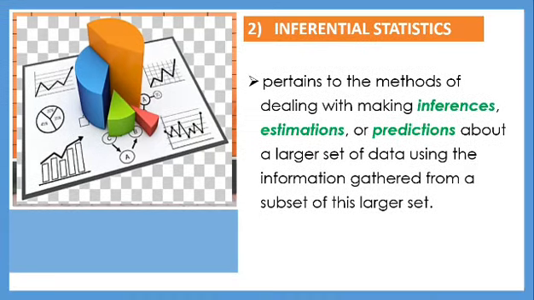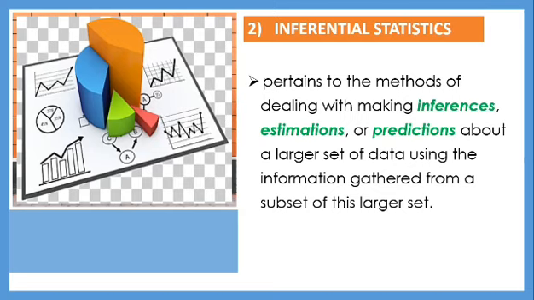And the second division of statistics, or statistical treatment, is what we call inferential statistics. Inferential statistics pertains to the methods of dealing with making inferences, estimations, or predictions about a larger set of data using the information gathered from a subset of this larger set. With inferential statistics, the researcher is trying to reach conclusions that extend beyond the immediate data alone.